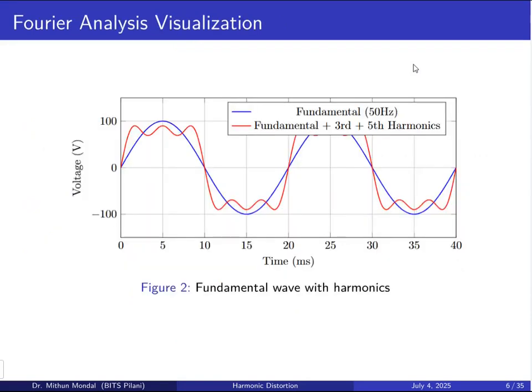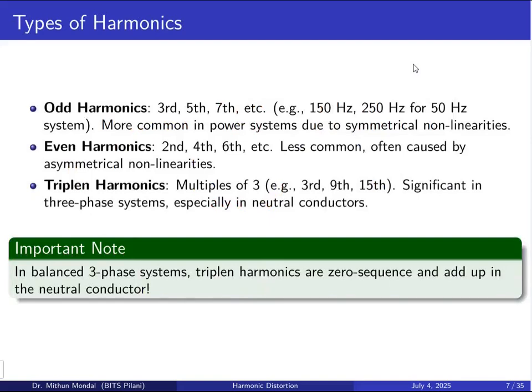So if we do the Fourier series visualization of this wave, then we can see that the pure fundamental frequency component, which is at 50 Hz, is basically distorted because of the presence of certain harmonics. It can be third harmonics or fifth harmonics, and the summation of that gives us a distorted wave due to the presence of the harmonics.